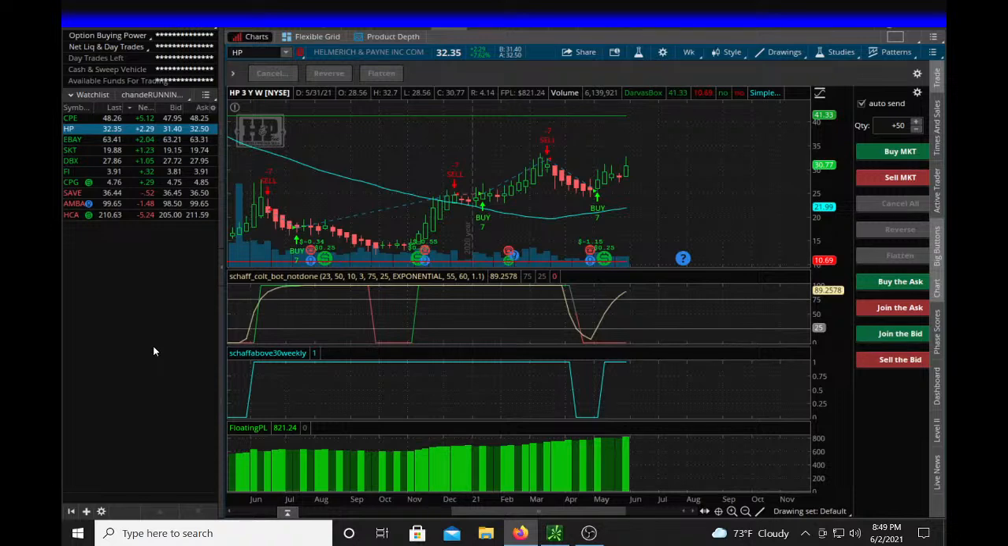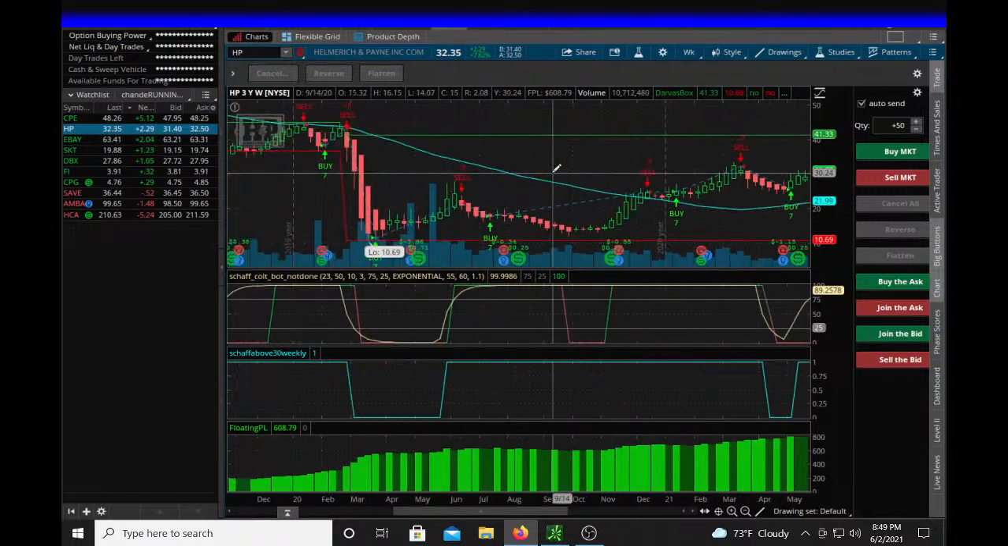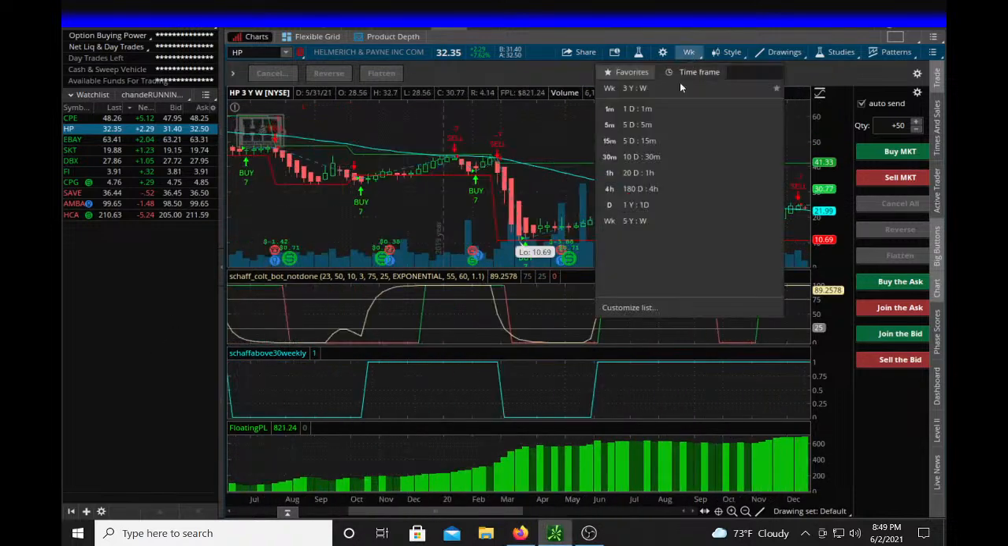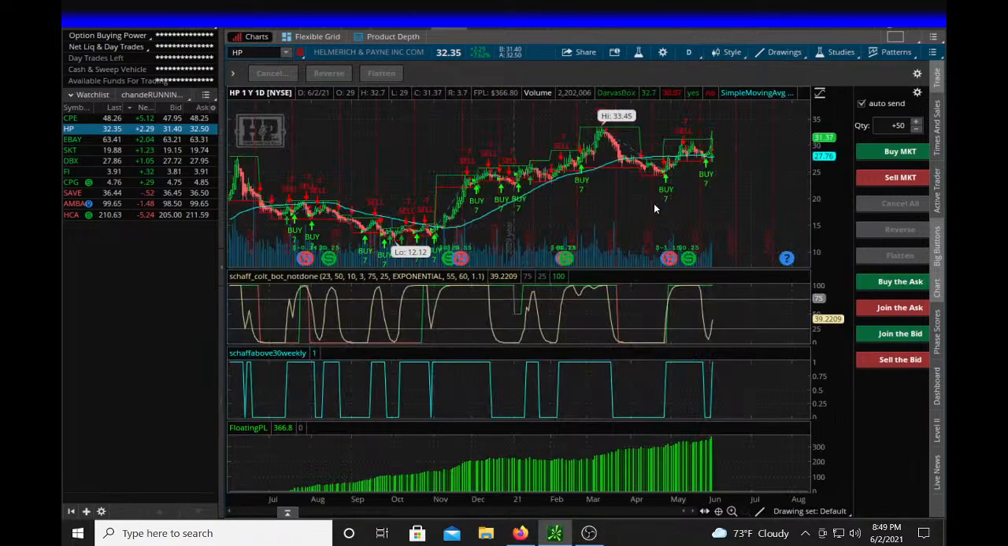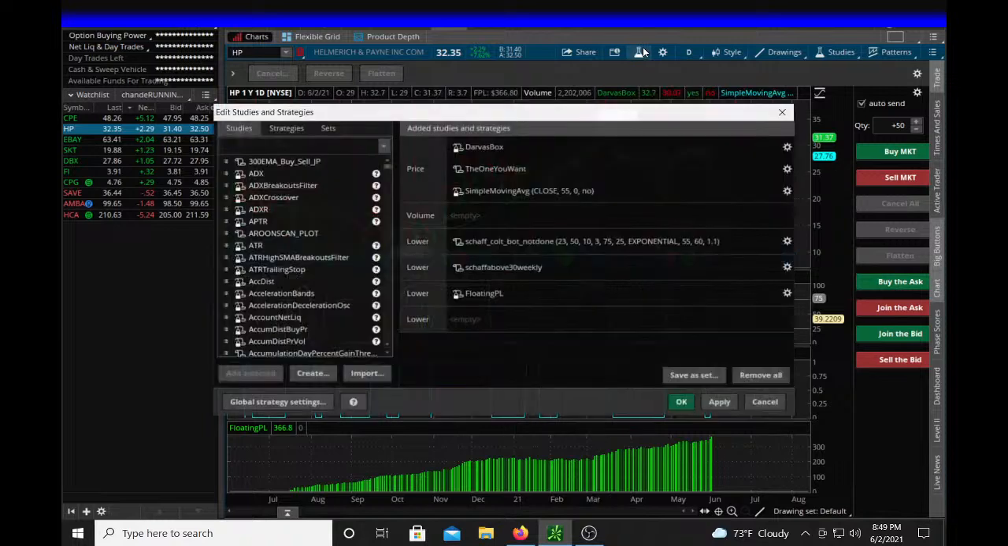Okay, let's just say, for example, I'm fond of the weekly and daily chart. So given the weekly and daily chart, all right, so we're going to do a little custom thing here. Now I've got a simple moving average plotted here on the chart. Now what is that period? That is a 55 period simple moving average. All right, so let's add another one, okay?